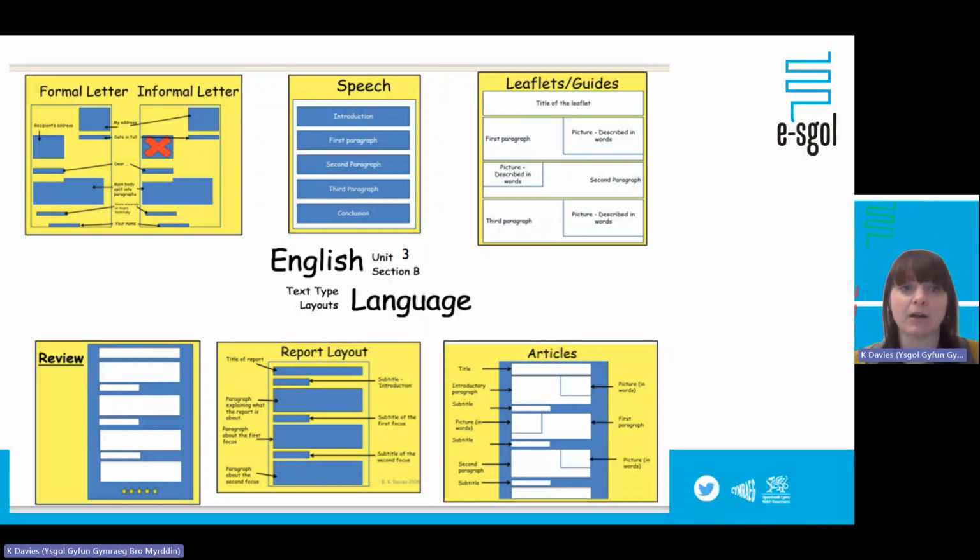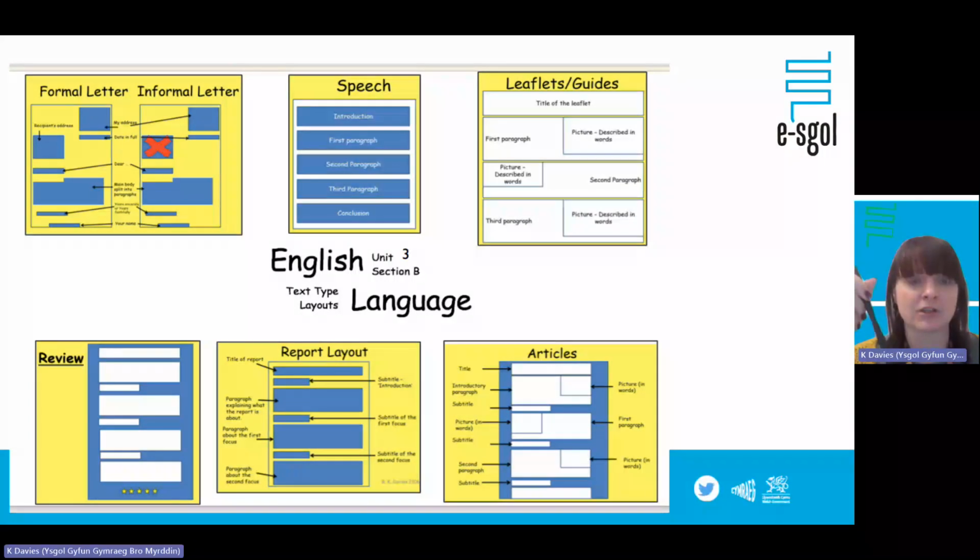So here is a little bit of an idea as to how your different answers could potentially look on a page. So you've got in the top left corner here, okay, the formal and informal letter. Notice how in one you don't need the address of the person you're sending the letter to, whereas in the other you do. You will close the letter a little bit differently as well. With the speech, the one in the middle at the top, you've got your introduction, your first paragraph, your second paragraph, your third paragraph, and then your conclusion.